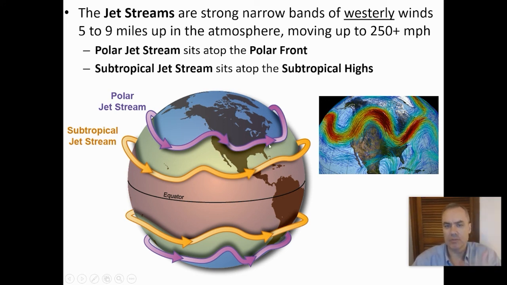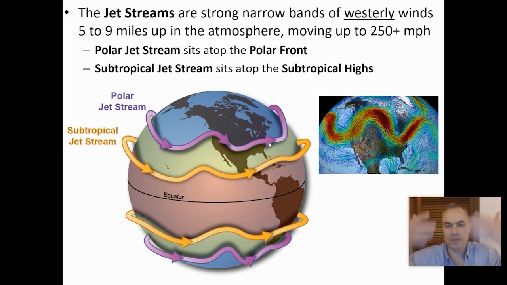They carry storms along. So if you want to know if a storm is coming, you can see, am I sort of in the path of the jet stream? Is it going to carry that storm to me? So storm tracks or storm paths often follow the jet stream. That goes for the subtropical and also the polar jet stream. The polar jet stream is basically above the polar front, and the subtropical jet stream is basically above subtropical highs.